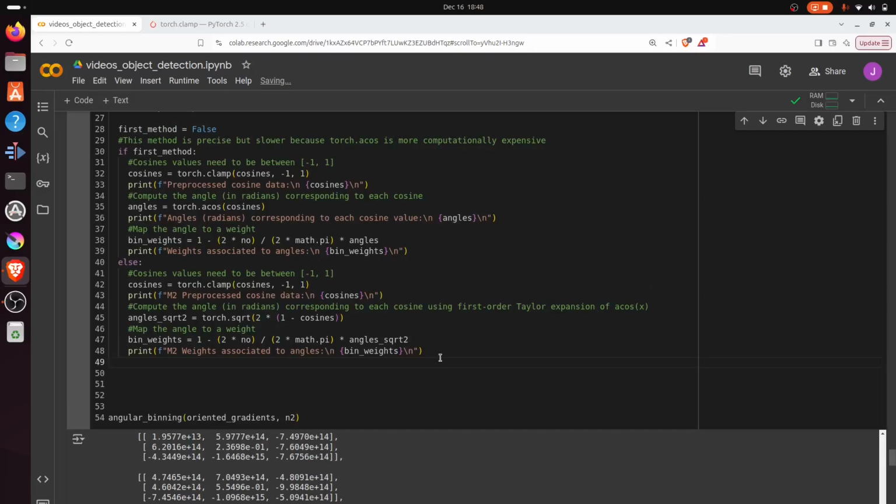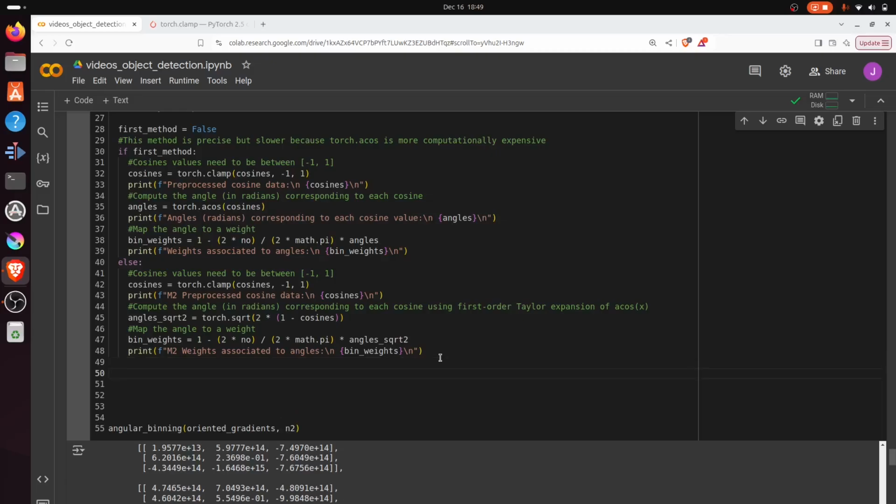So now we just got the weights, and just for the sake of this exercise, let's continue with the second method. Let's continue with the approximation. But again, what we're going to do now could be equally done with the direct method.